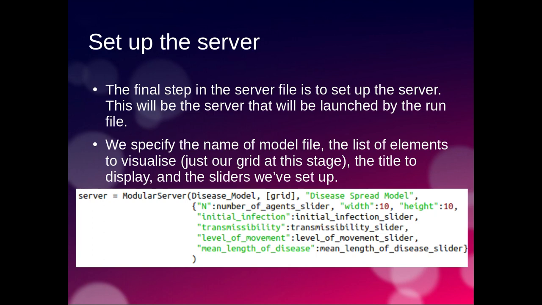So N is the variable name that's then passed in to the disease model. And that, remember, represents the number of agents. So we're saying grab the value of N that's going to be passed into the constructor of the model file, disease model. Grab that from the value on the number of agents slider. So we set up the number of agents slider as defaulting to 20, minimum of 2, max of 100. Whatever value the user selects there, grab that, take that as value N, and that's the value that will then be passed into the model.